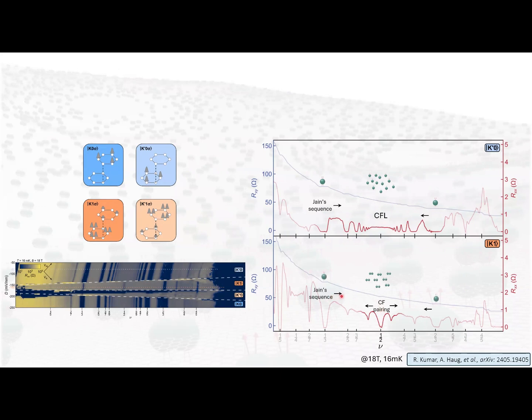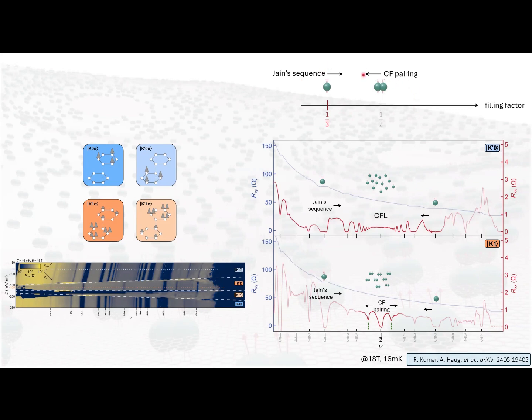You also see, by the way, the Jain sequence, and you see something interesting: the strength of the Jain sequence is actually reducing, because there is some competition with this composite fermion pairing. Another thing is you see these two small dips. These small dips are something very important that will give us a hint about the topological order of this composite fermion pairing.